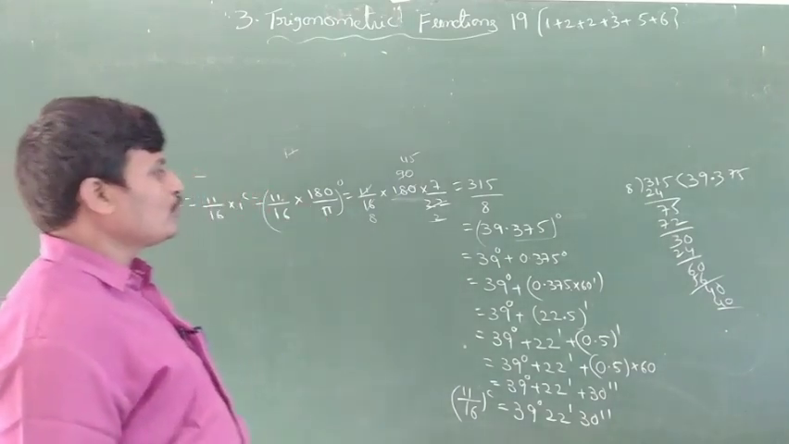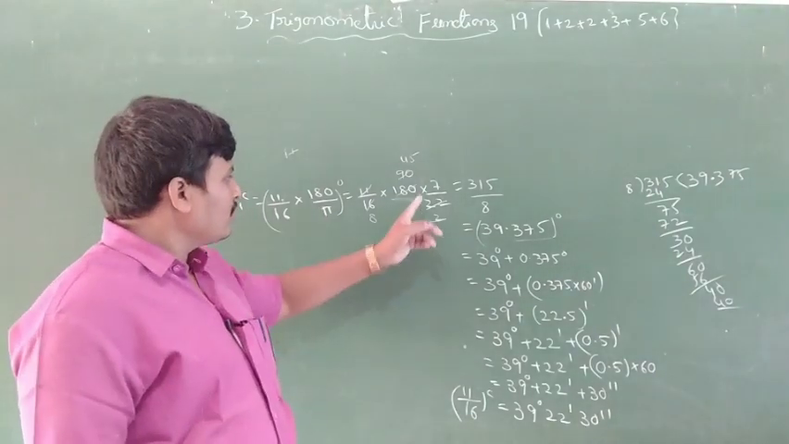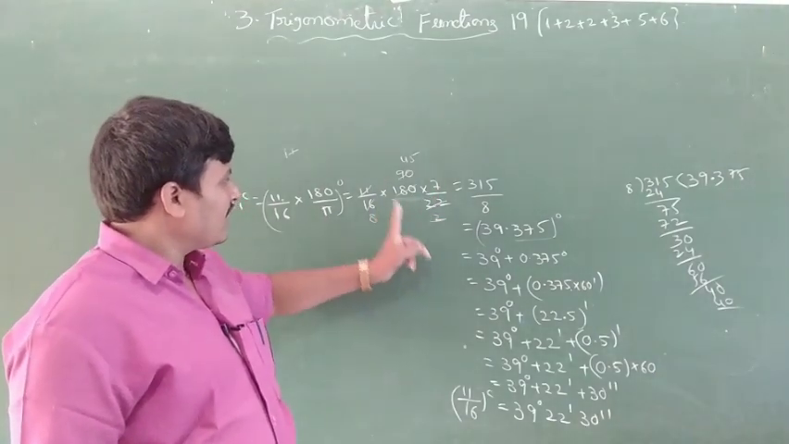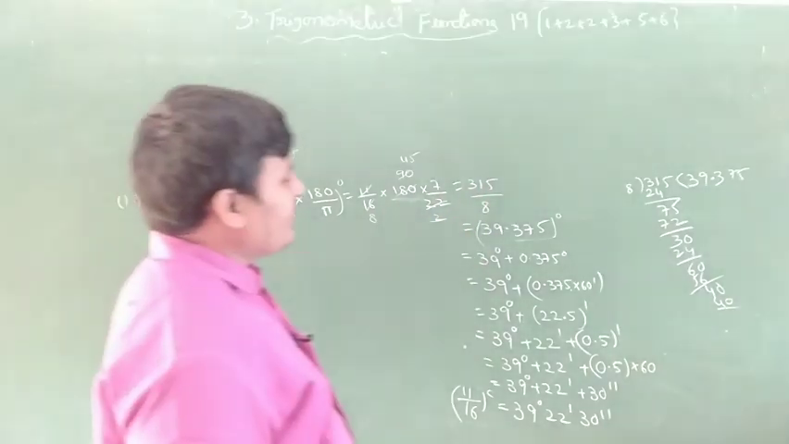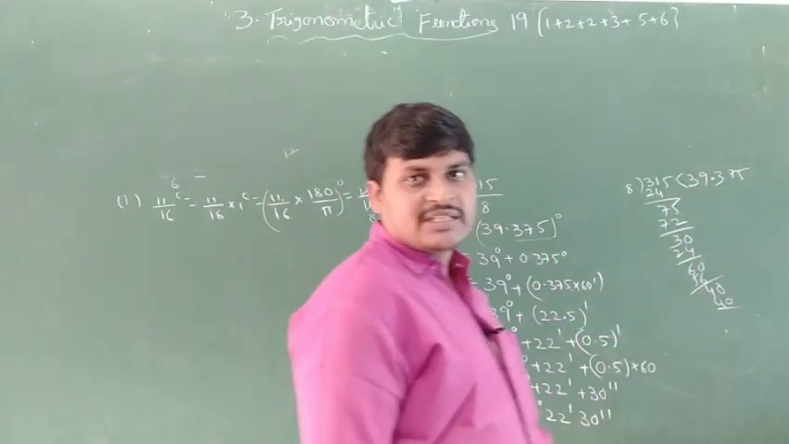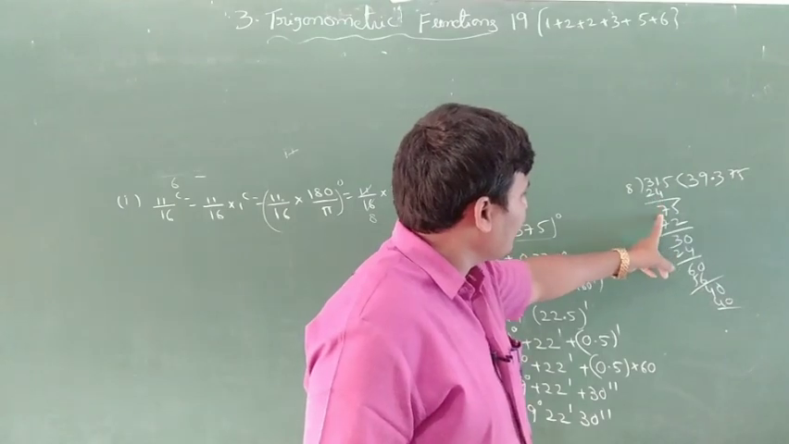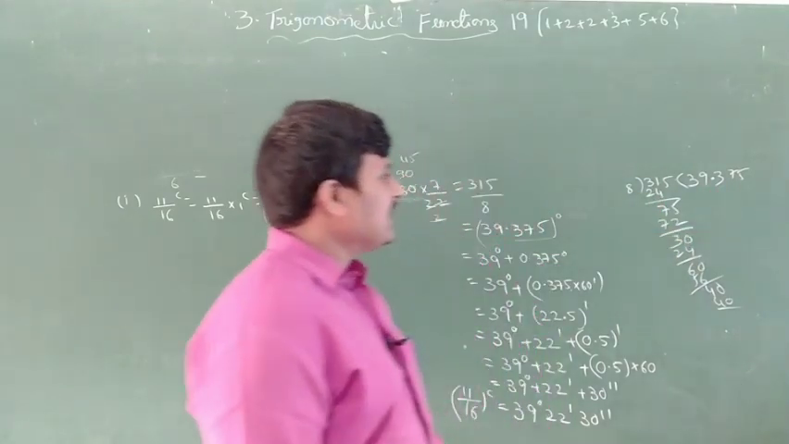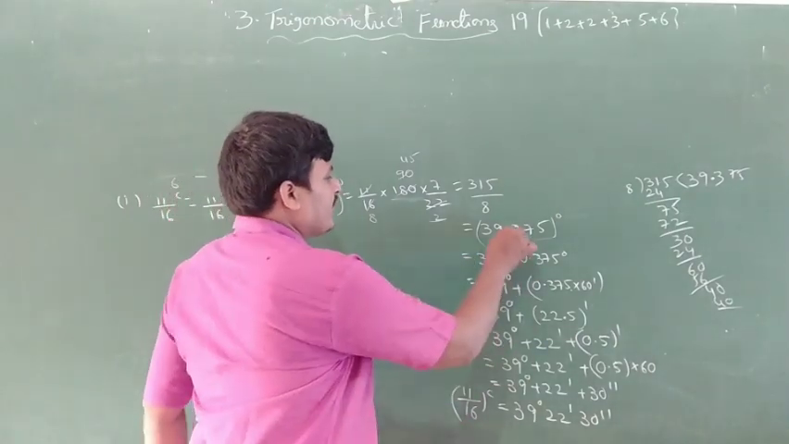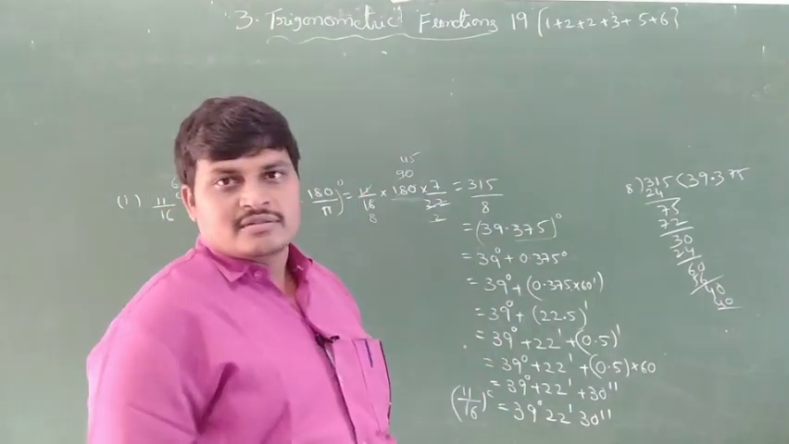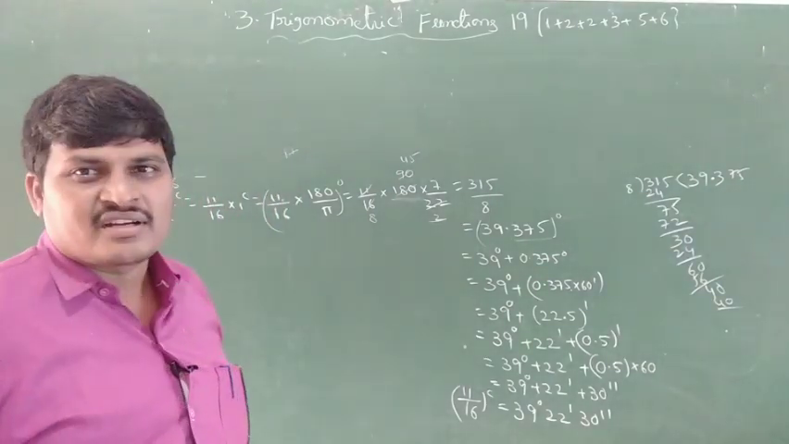Pi is equal to 22 by 7. So 1 by pi is equal to 7 by 22, and calculate 315 by 8. Divide 315 by 8 using the division method. So this is 24, 8 3s are 24, and so on. We get 39.375 degrees. Okay, 39.375 degrees is not correct as a final answer.